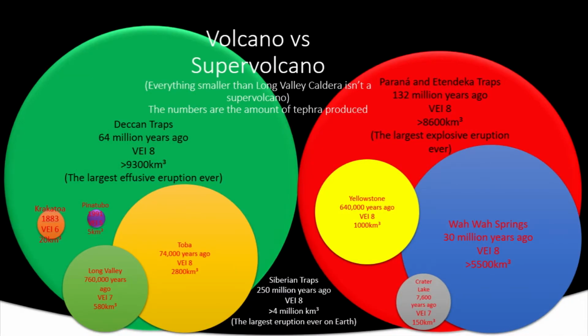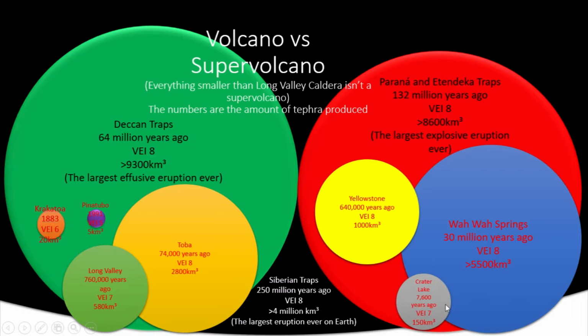Let's talk about how much tephra is produced, just to show how big they are. So here, you may remember Pinatubo, 1991, VEI 5, 5 cubic kilometers produced. Quite big, with pyroclastic flows. Krakatoa, 1883, VEI 6, 20 cubic kilometers. It decimated the island of Java with pyroclastic flows and a tsunami.